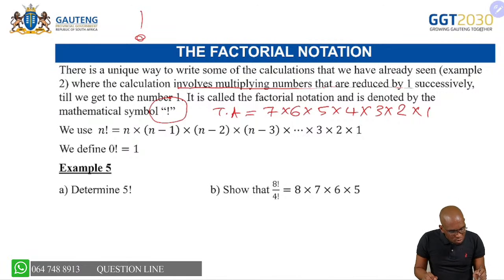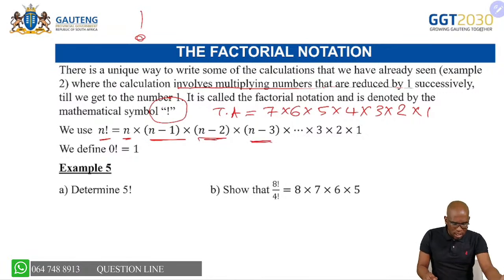Now, generally, we use n factorial as n. And then we subtract 1 from n, we get n minus 1. We subtract 1 from n minus 1, we get n minus 2. We subtract 1 from n minus 2, we get n minus 3. We go down until we get to 3, 2, and 1. That's where our counting stops. And by definition, 0 factorial is equal to 1.